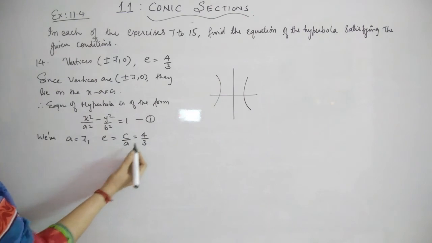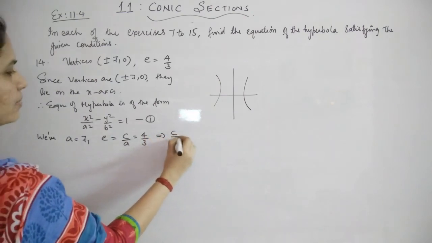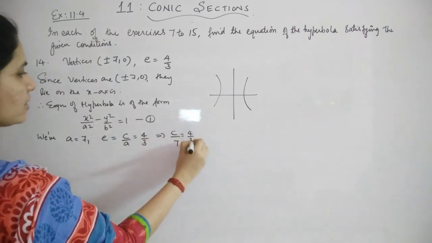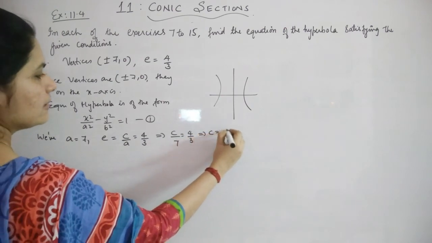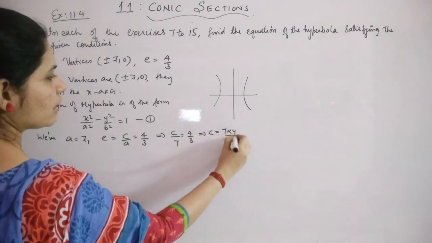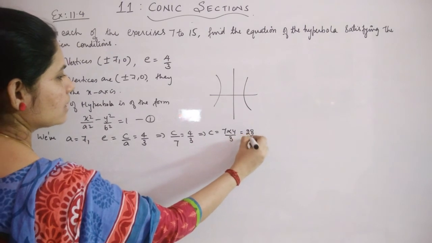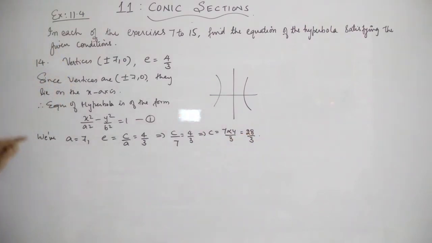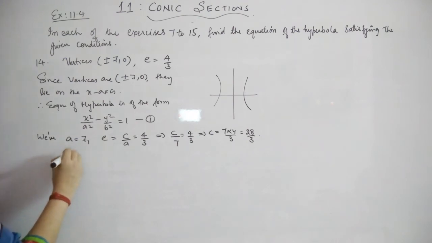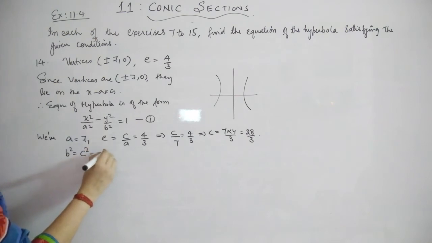Now you know what A is. We can just replace: C by A, with A as 7, is equal to 4 by 3, which will give you C equal to 7 into 4 by 3, or 28 by 3. That is C. Now you have A, you have C, you can find out what B is equal to. Now what is the formula? B square will give you C square minus A square.